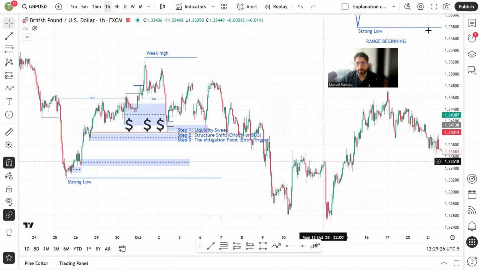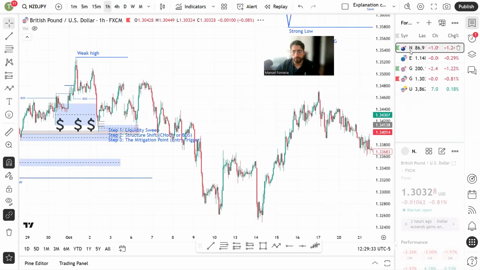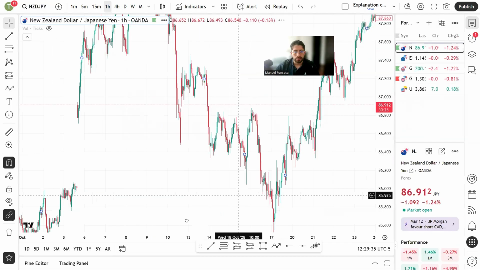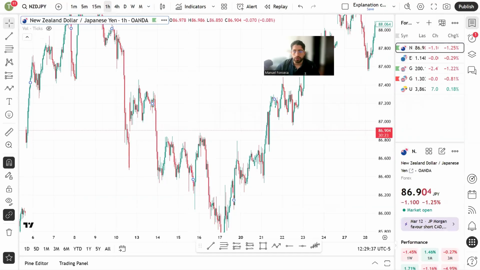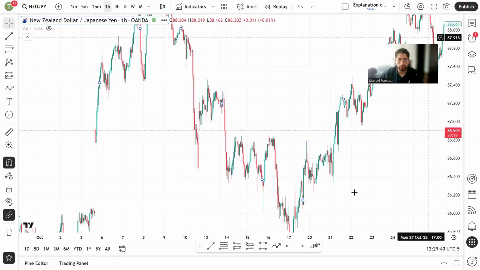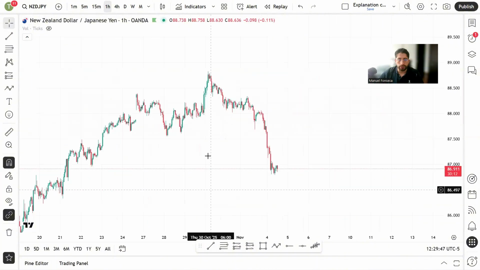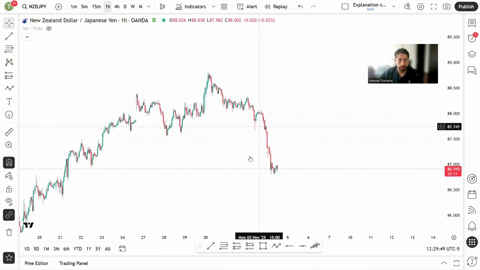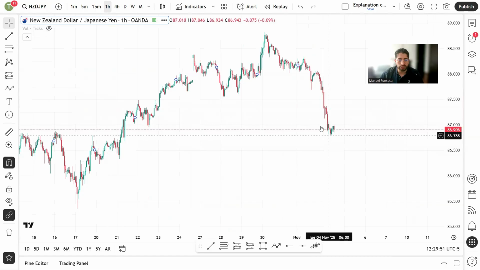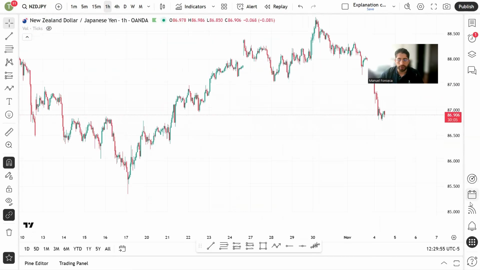Let's change the market. I mean, I always look for examples in the GBP/USD, but let's find in the New Zealand dollar versus the Japanese yen. It's a good example. Yeah, this is completely bearish. Sorry, this is completely bullish, but this is bearish. Okay, so let's see. Let's go for the very beginning.